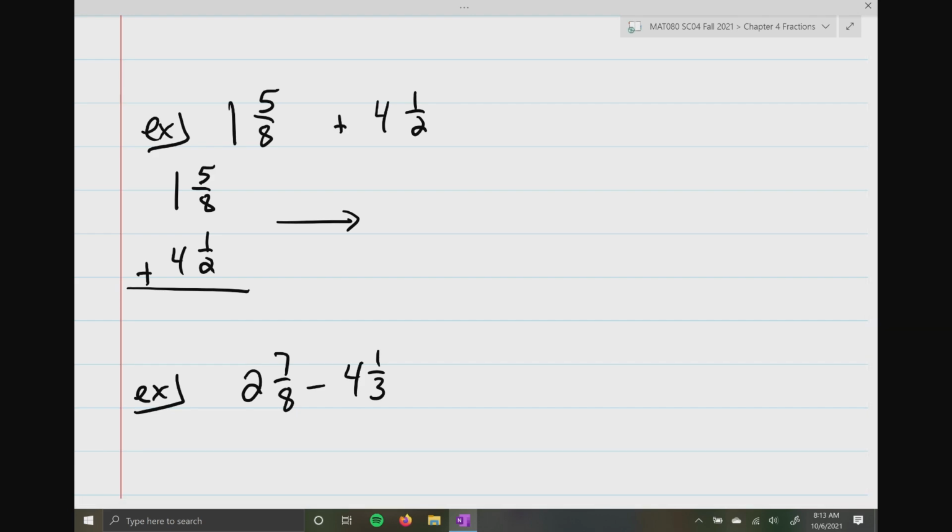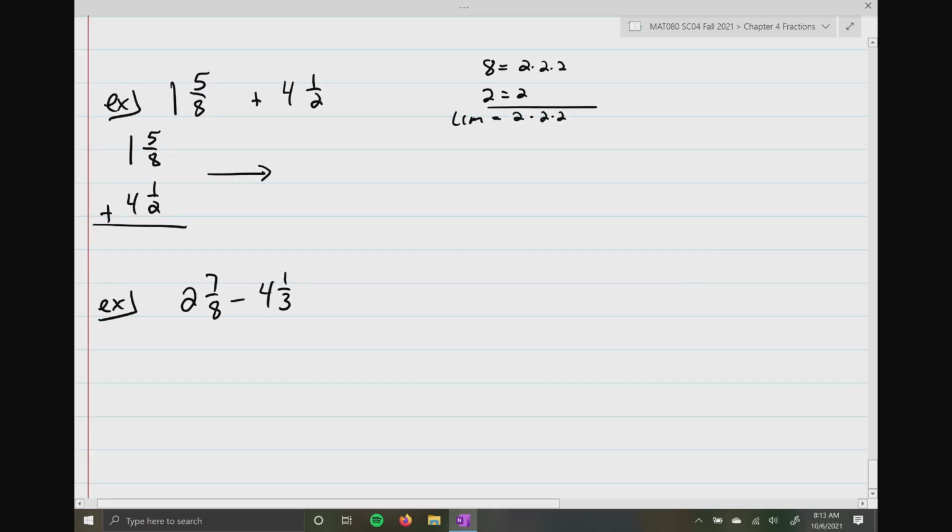All right. 8 is 2 times 2 times 2. 2 is just 2, so my LCM is going to be 2 times 2 times 2. So far, so good, everybody? Yes or no? Okay. So let me zoom out here a little bit. So now I need to build equivalent fractions.